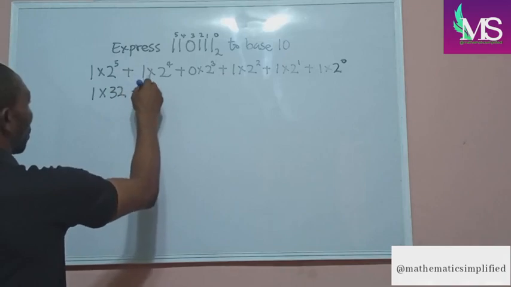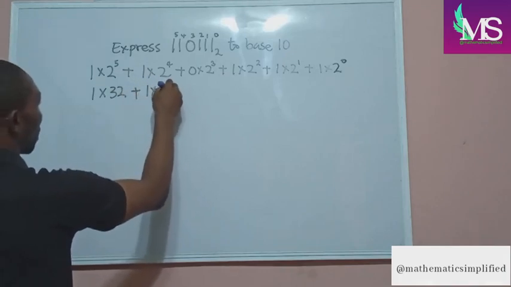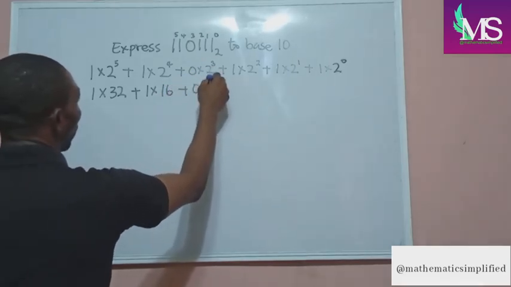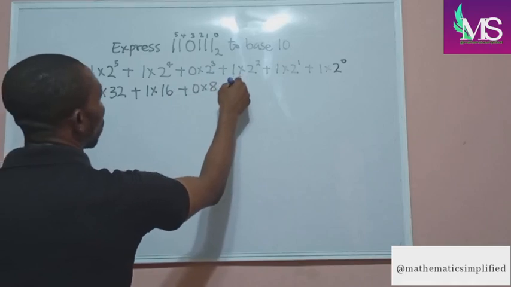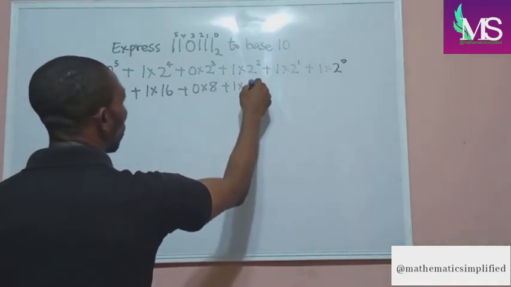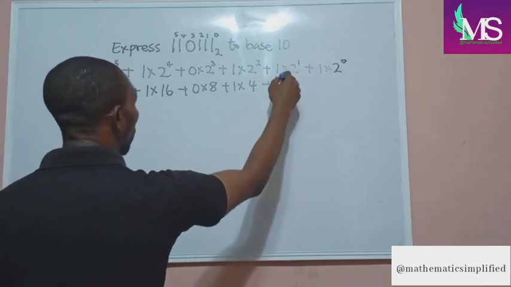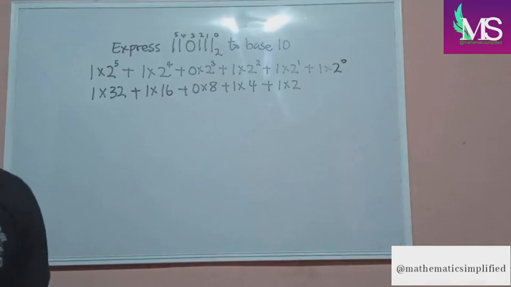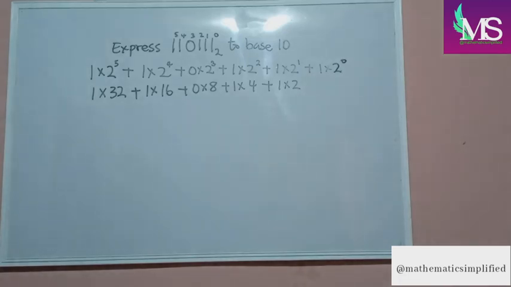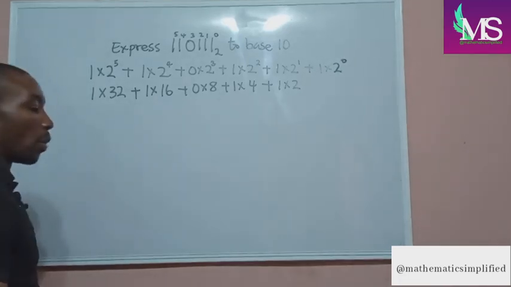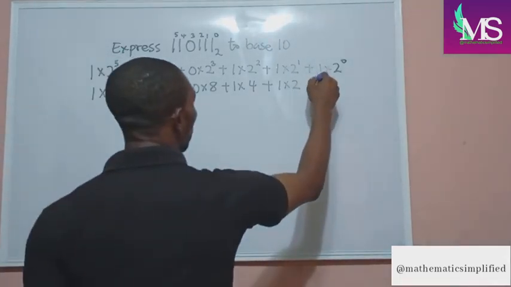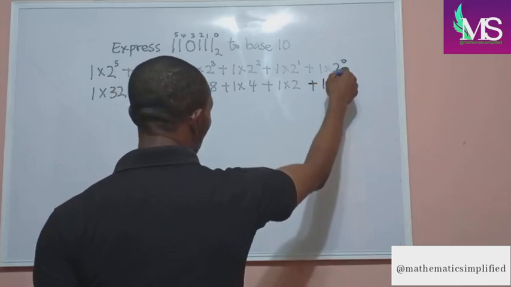Now, 1 times 2 raised to the power 4 will give us 16. Plus 0 times 2 raised to the power 3, which is 8, plus 1 times 2 raised to power 2, which is 4, plus 1 times 2 raised to power 1, which is 2, plus anything raised to power 0 mathematically is 1. Okay, don't forget, anything raised to power 0 is equal to 1. So 2 raised to power 0 will be 1. So this will be 1 times 1.